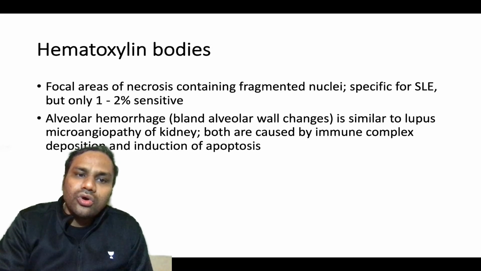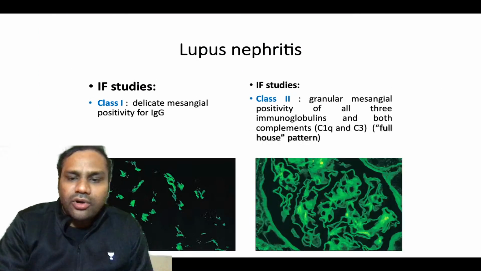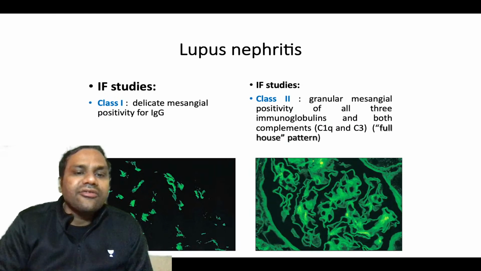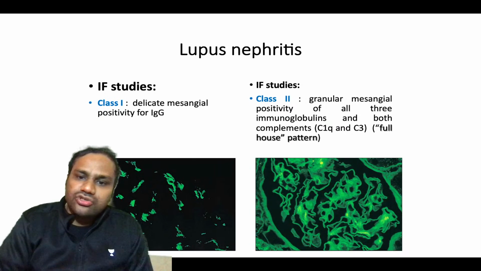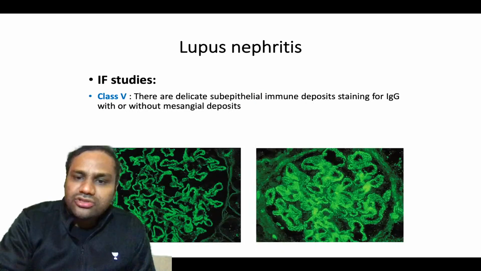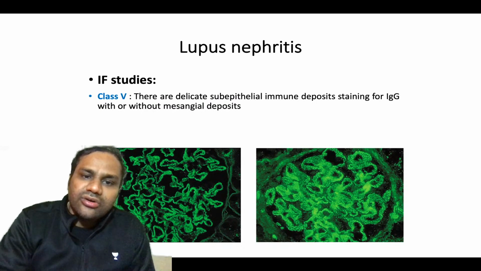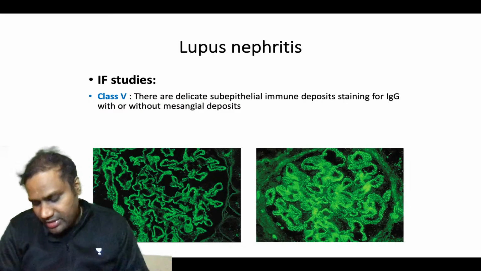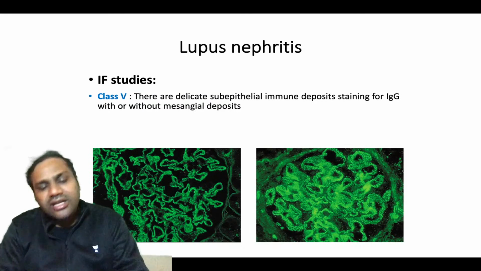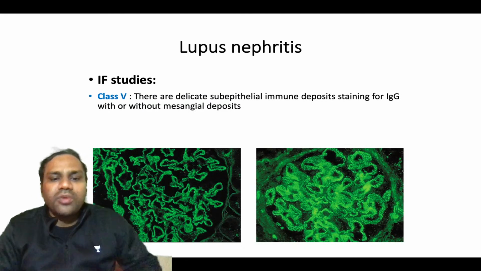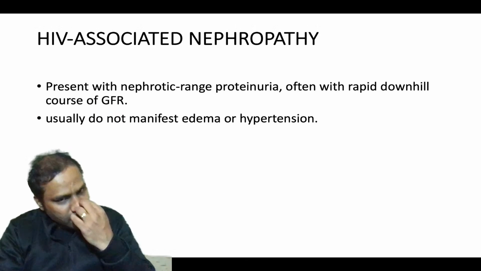Another important thing about lupus is that we have talked about IgG also. We have talked about class 2 IgG, and class 3 and class 4 IgG. And we have talked about subepithelial deposition in class 5 lupus.